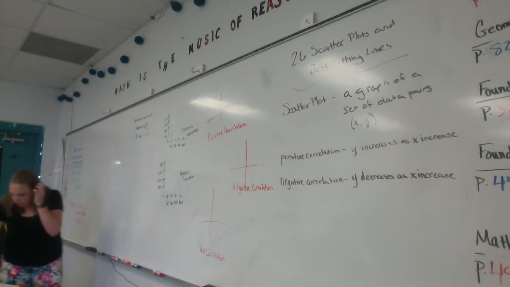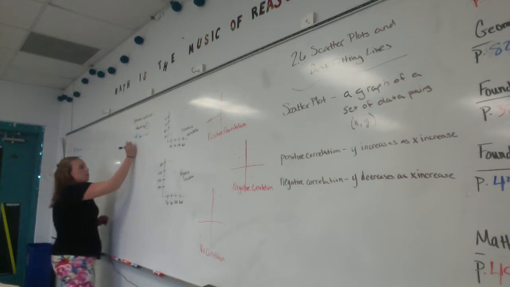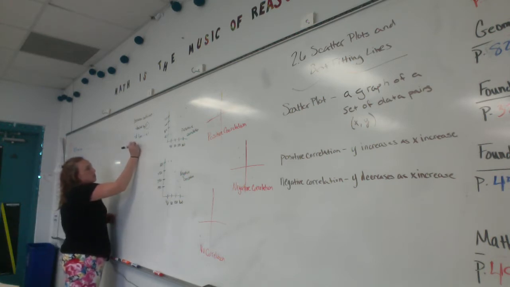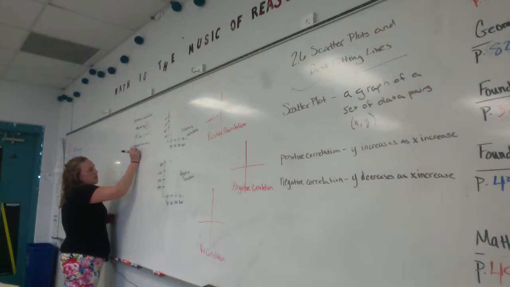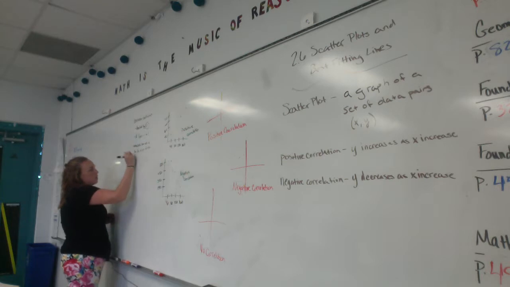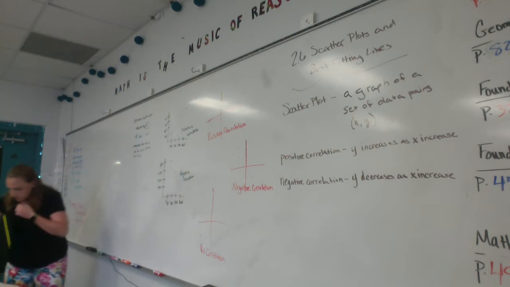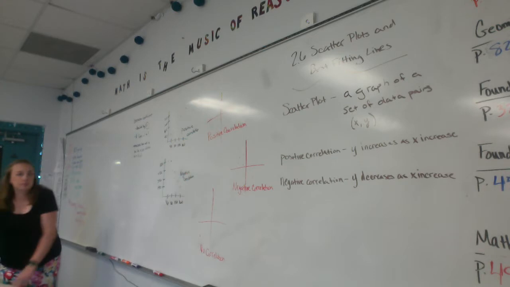Okay, that measures how well a line fits a set of data pairs. If r is near 1, what type of correlation do you think it is? Positive, negative, or no correlation?